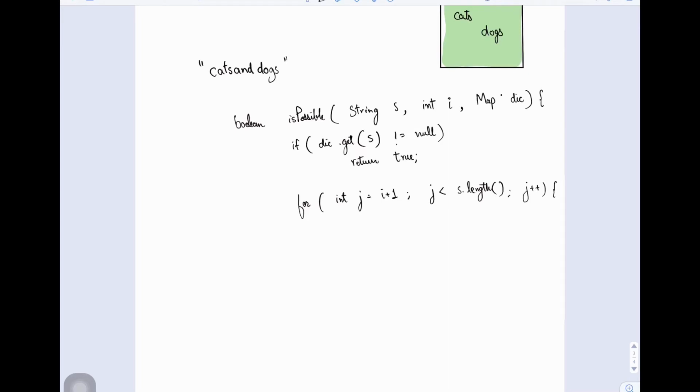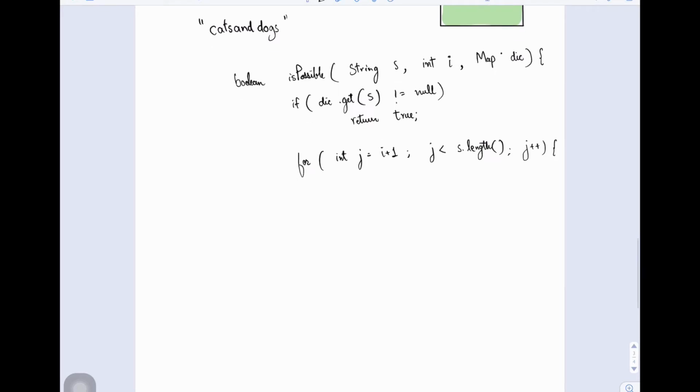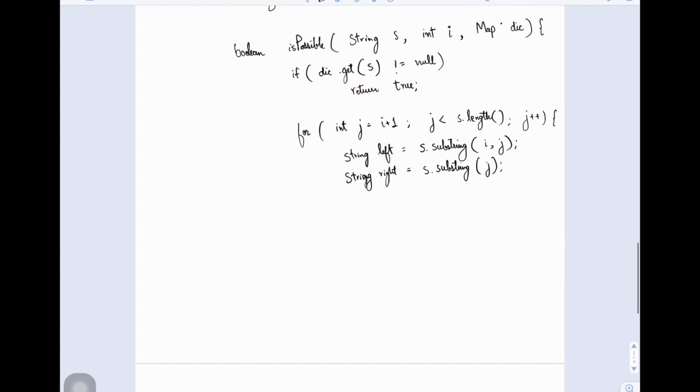One more thing that you can see here is that since we are stopping our partition just one step before the last letter, there will never be a case where this s is an empty string, so we don't need to handle that. Okay, now let's move forward. So left partition is s dot substring from i to j, and right is s dot substring from j. Now we recurse.